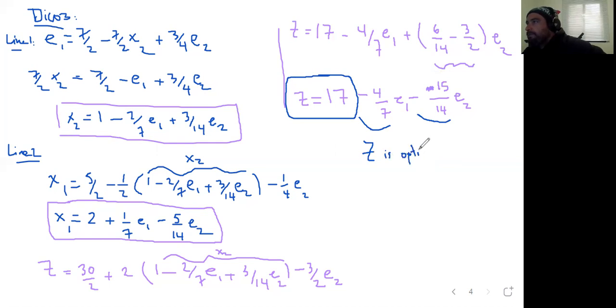But doctor, how can, what is the value of x1 and x2? Here they are. This is x1 and this is x2. Remember last time we said that at the optimum, x1 should be equal to 2 and x2 equal to 1. And this is what happened here, in fact.